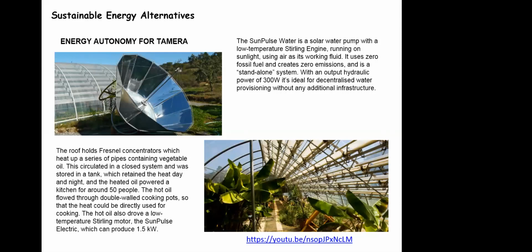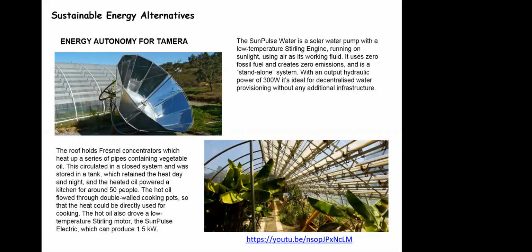One of the things that they came up with a few years ago that I found really quite exciting in the sense that it was so imaginative was a way to cook by heating oil. So you can see in the bottom right-hand corner here that they have a greenhouse, and what they have done is they put pipes over the south-facing side of the greenhouse, and there is vegetable oil in the pipes. So they have increased the intensity of the heat on the pipes by putting Fresnel concentrators there.